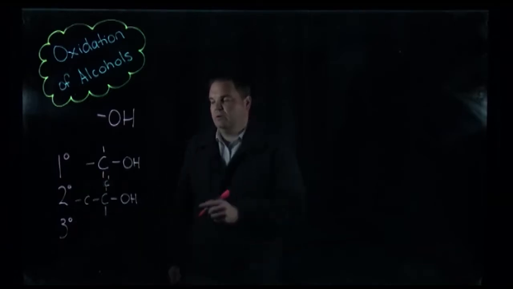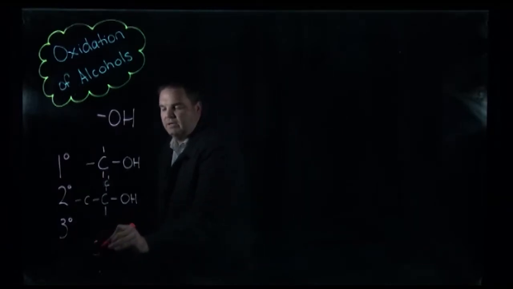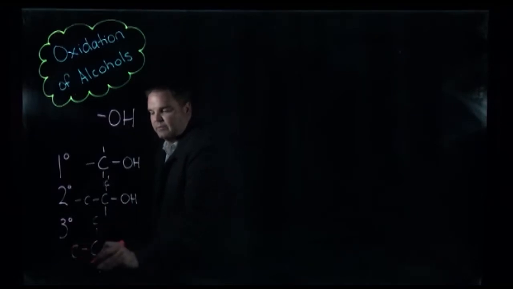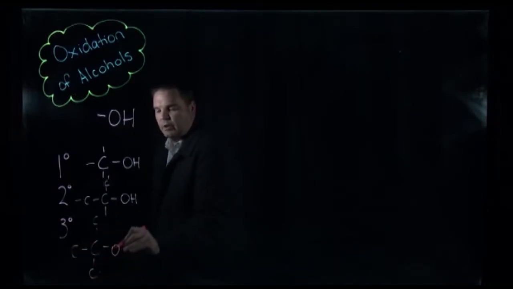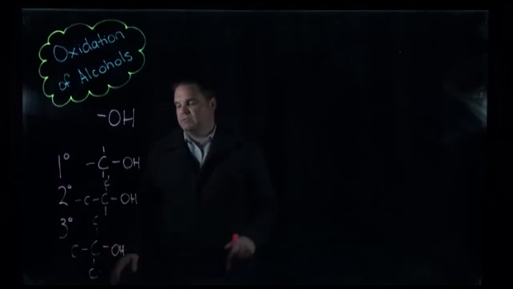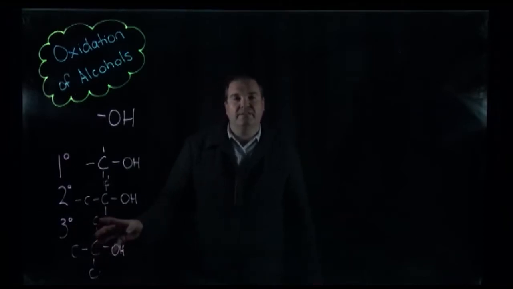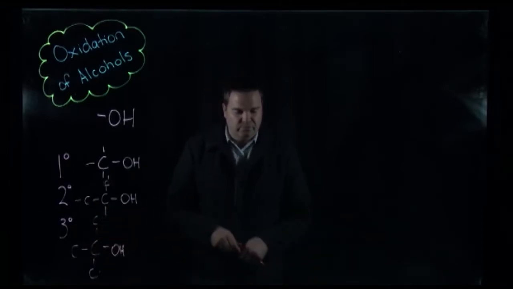A tertiary alcohol has the central carbon, and then you've got a carbon atom, carbon atom, carbon atom, with your OH there. What you can see very clearly is that we've got a lot of steric hindrance around our central carbon, which makes it really difficult to react with.